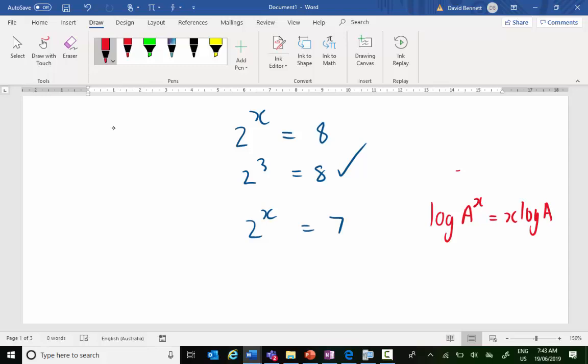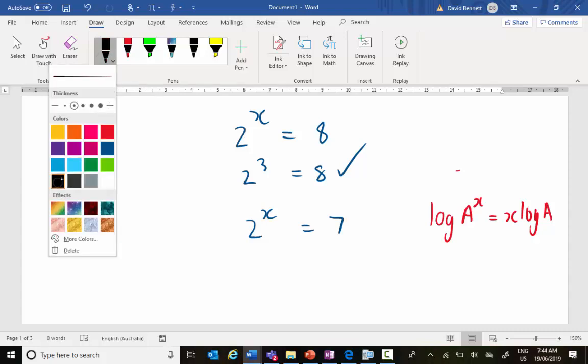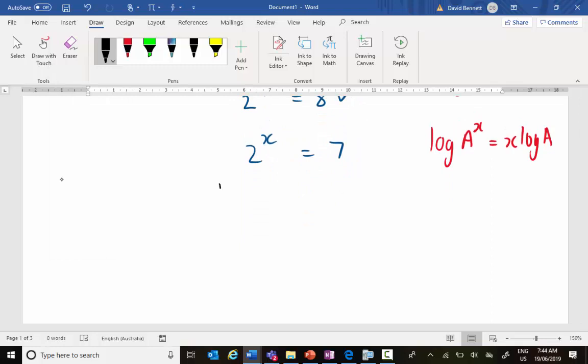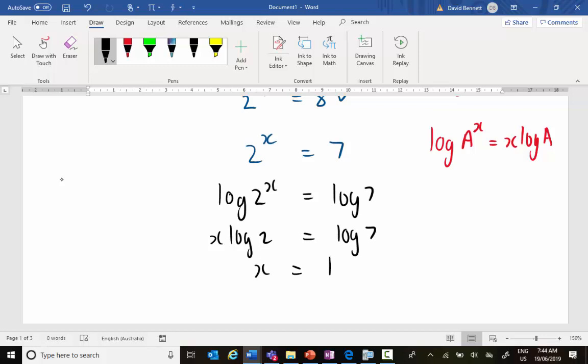When we're going to find the solution for this particular one, we're simply going to take the log of both sides. So I'm going to go log of 2 to the power of x equals log of 7. And now I'm going to use this law. I'm going to write this as x log 2 equals log 7. And therefore x is equal to log of 7 divided by log of 2.